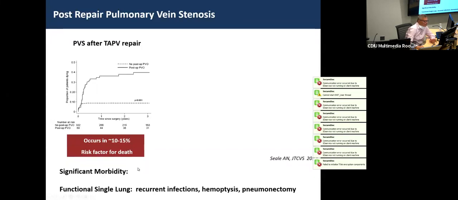And if pulmonary vein obstruction becomes severe, I guess what Rachel is saying here is that it becomes like a functional single lung if it's on one side, and can present, or bilateral, and can present with recurrent infections, hemoptysis, and may require pneumonectomy to deal with the infection, or even lung transplantation. So it can cascade or spiral into a very lethal scenario, and I'll show you some examples of that morphologically.